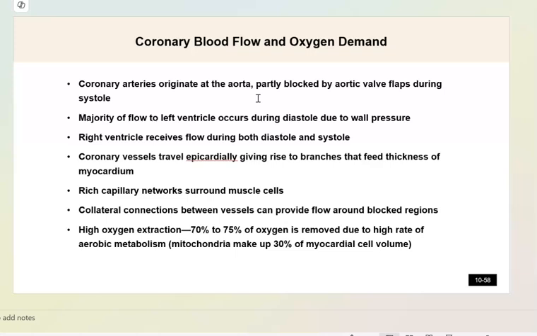The high oxygen extraction of 70 to 75% of oxygen is removed due to the high rate of aerobic metabolism. The mitochondria make up about 30% of the myocardial cell volume. They need a lot of oxygen to work.